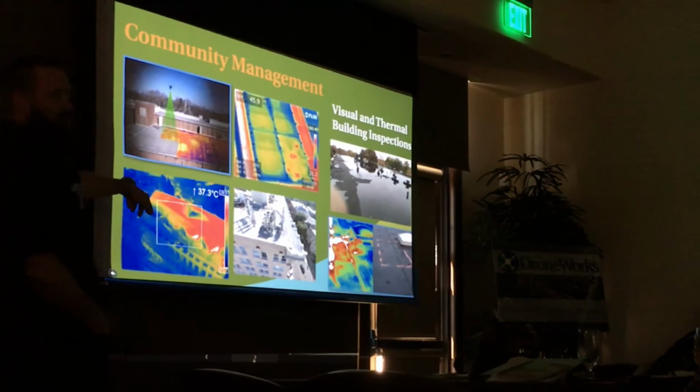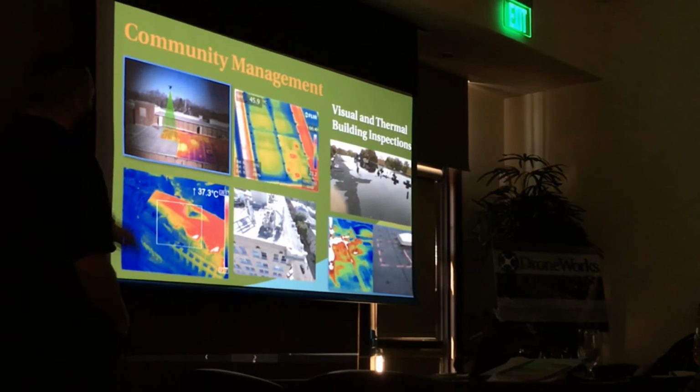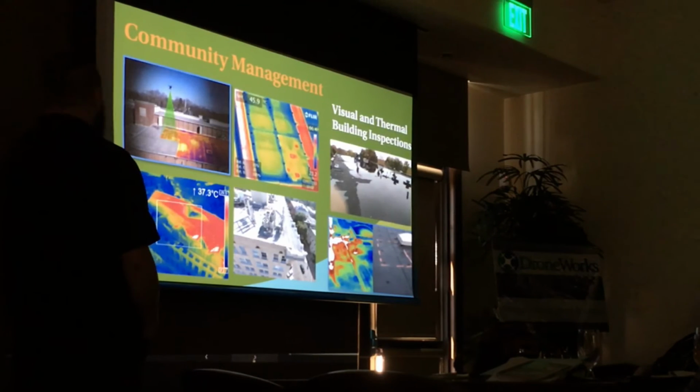We can see improper insulation. Once buildings are done, they'll have us come out as soon as they close up everything. We can see if there's any loss of heat, where there's some anomalies. So that's an example of roof.